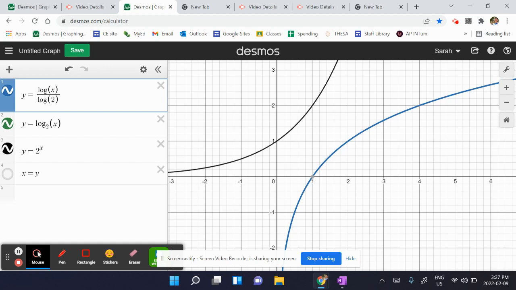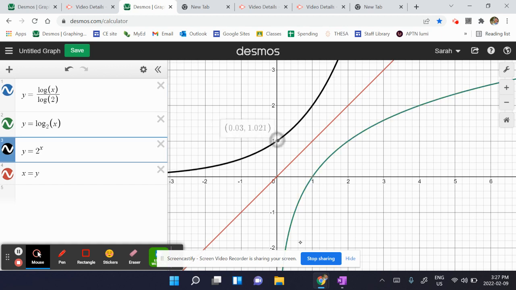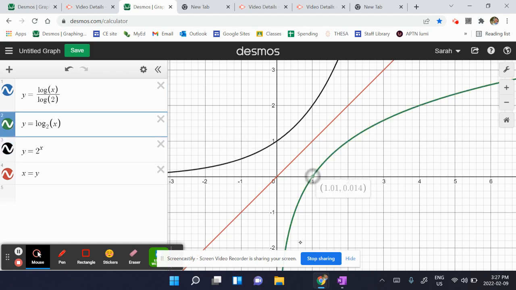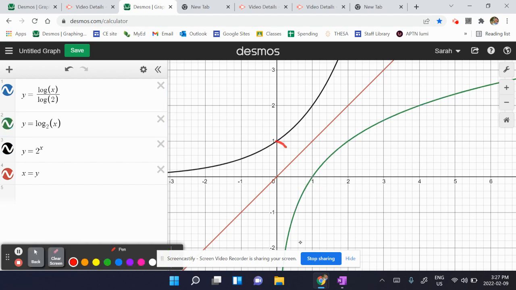And then I put in y is equal to 2 to the power of x. And then I've also put in y is equal to x. And you're going to notice that this point is exactly the opposite of that point. Okay? Right across here. This point and this point. Right across here. Okay?